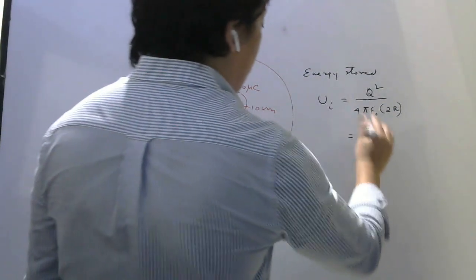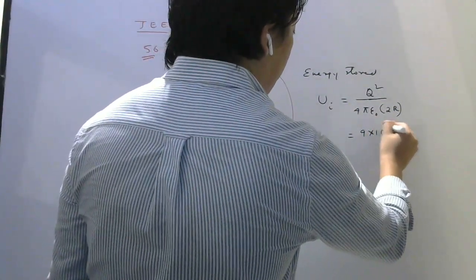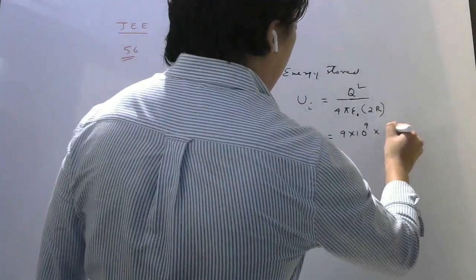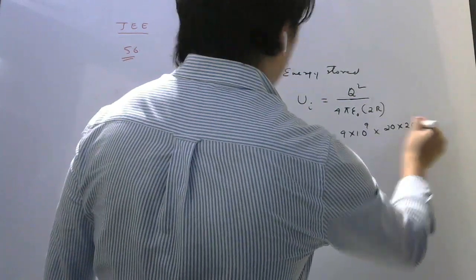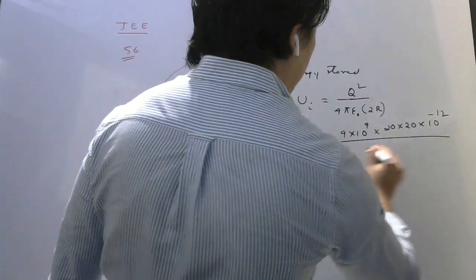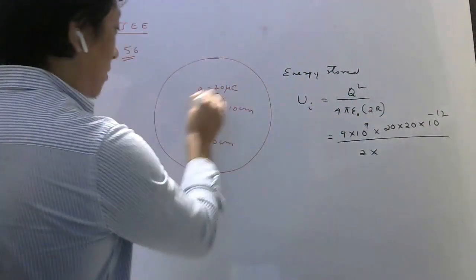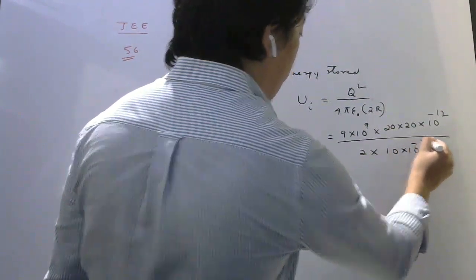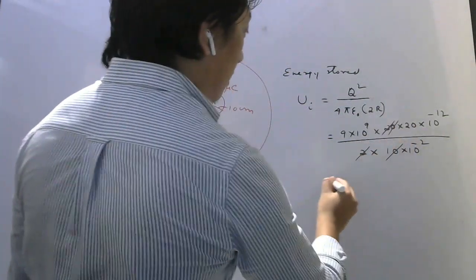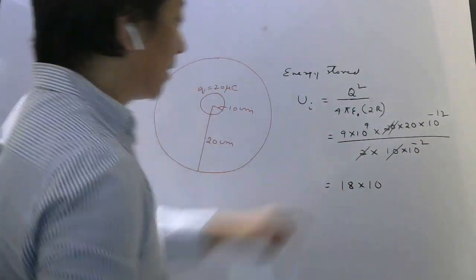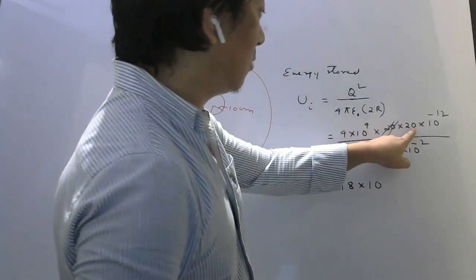Now 1 by 4 pi epsilon naught is what? 9 into 10 power 9. Initially, what is the charge? 20 microcoulomb they told, right? So 20 into 20, 10 power minus 6 squared will be 10 power minus 12, divided by 2 into radius. Radius of this inner sphere is 10 centimeter, so 10 into 10 power minus 2. 10 and 10 you can cancel, 12 and 12 you can cancel. So 9 2s will be 18 into 10 to the power how much?